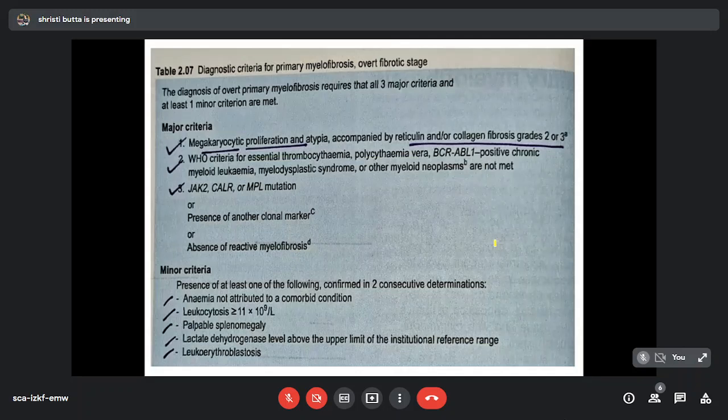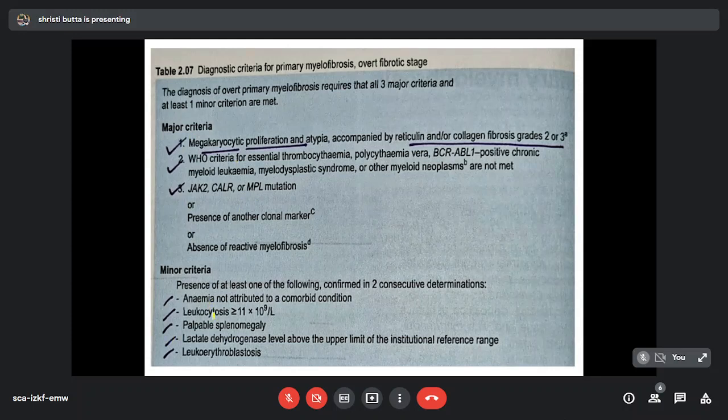In overt fibrosis, all the three major with at least one minor criterion must be met. So what are the three major criteria? The three major criteria are, one is the same, we have megakaryocytic proliferation and atypia, but remember that it is associated with reticulin fibrosis in the overt fibrotic stage. Together with that, you have BCR-ABL1 negative, and the JAK2, CALR, or MPL mutation may be present. So it is all the three major with one minor.